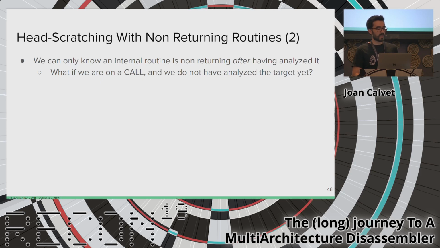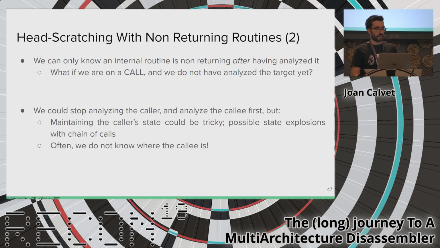So what if we are on a call and we have not analyzed the target yet? Can we continue analyzing the fall-through? We could stop analyzing the caller and analyze the callee first to see if it's returning or not. But the thing is, maintaining the caller state could be tricky. There might be a possible state explosion situation with a chain of calls, possibly coming back to the caller. And more importantly, often we do not even know where the callee is. There are some non-trivial calls, and we'll come back to that later. So we have to take a decision without knowing the actual target of the call.